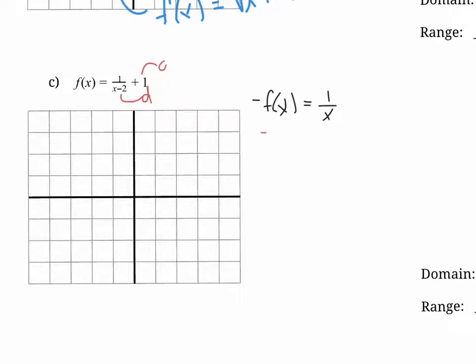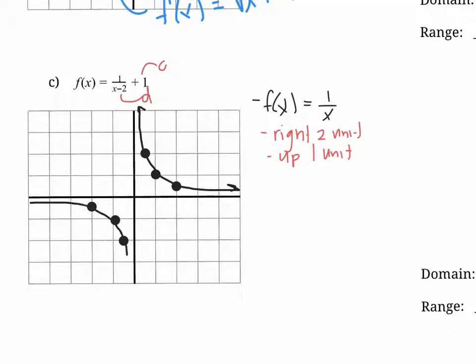So we know we're going to be going to the right 2 units, and we're going up 1 unit. So let's sketch out the original function. So here's where the original points are. Let's just connect them all. We know that there's asymptotes at the x-axis and the y-axis for this guy here. So here is what our original function looks like.